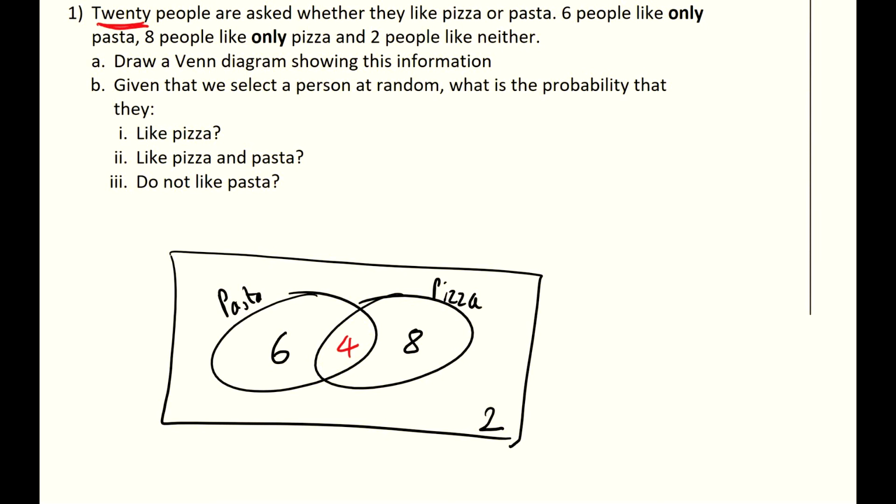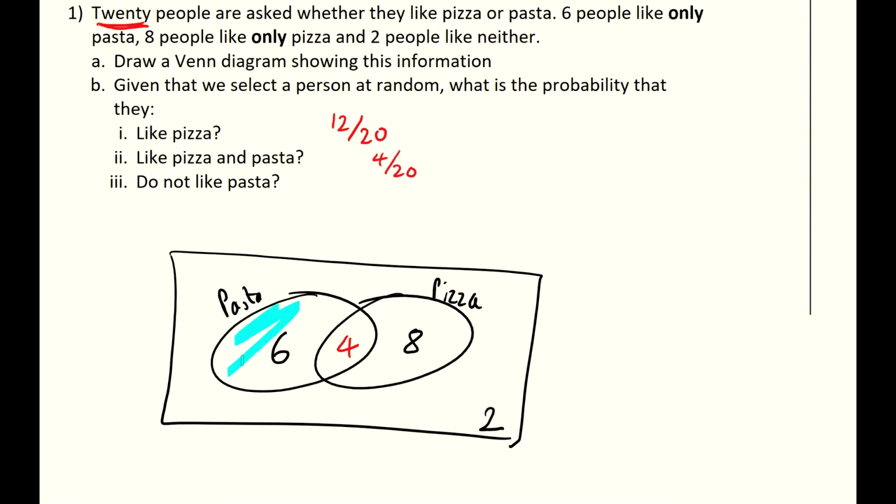Now some probabilities. We select someone at random. The odds they like pizza means the odds they're in this circle here. 4 plus 8 is 12, so it'll be 12 out of 20, because they're together here. Odds they liked both. If they like both, that means they are in the overlap. So it will just be those 4 people. So 4 out of 20.